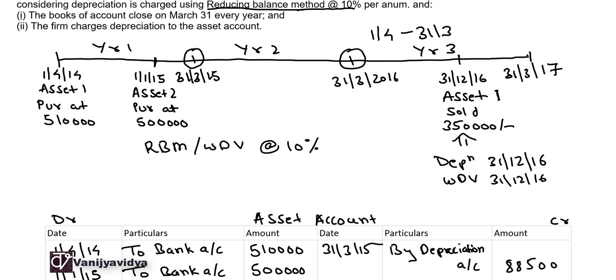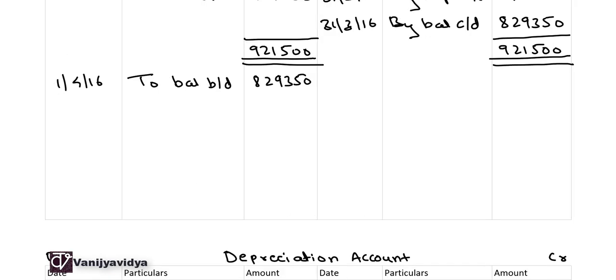Now whenever the asset is sold, what will be the entry? The asset goes out, so the entry will be bank account debit. Since nothing is given, we assume that we have received a payment by bank. So bank account debit to asset account 3,50,000. On the credit side of the asset account, we'll record this entry first.